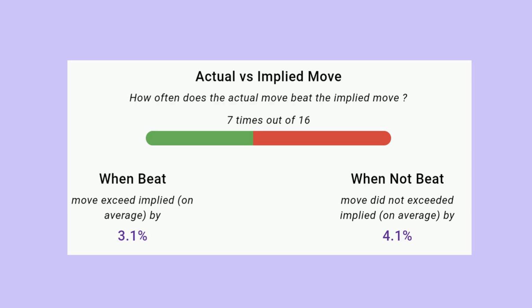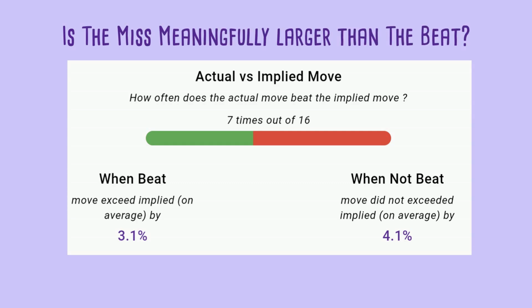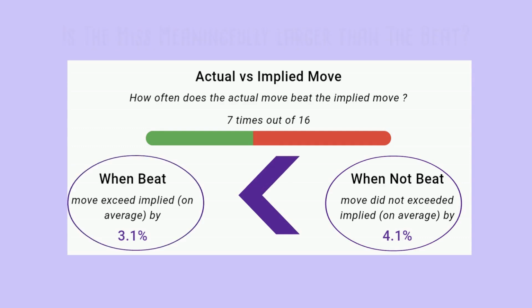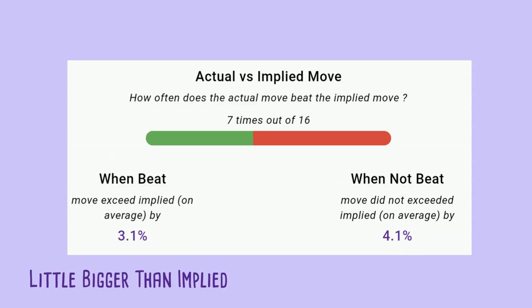Then, look at the amplitude skew. When the stock does beat implied, is the miss meaningfully larger than the beat? For short vol, you want the right number to be greater than the left number. That means that basically, when it beats, the move is only a little bigger than implied. And when it misses, the move is much smaller than implied. So even when we're wrong, the loss tends to be statistically limited.